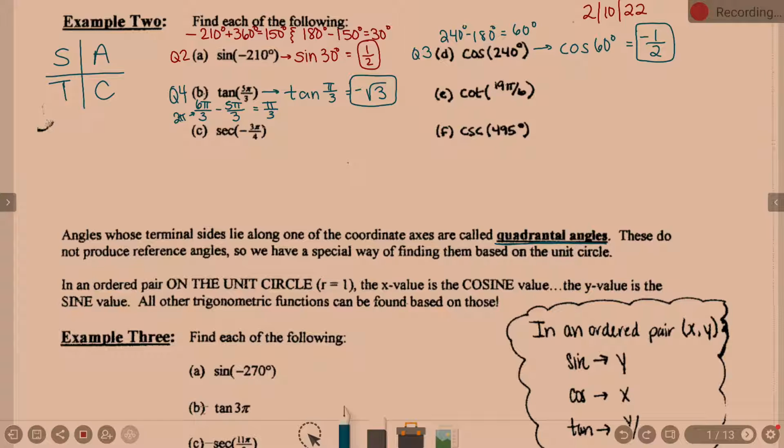Okay. 19 pi over 6 is big, right? That's what I see when I look at that. And is 19 pi over 6 on my basic unit circle? No. So do you know exactly where 19 pi over 6 lands? No, not really. I don't know what quadrant that lands in. And so I want to simplify it.